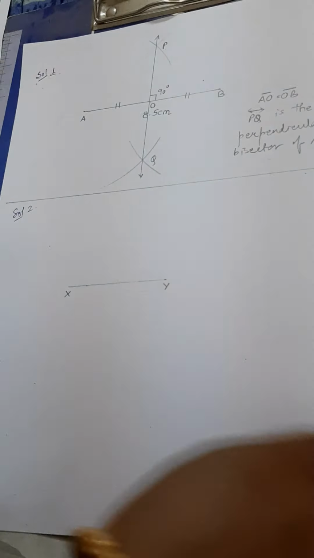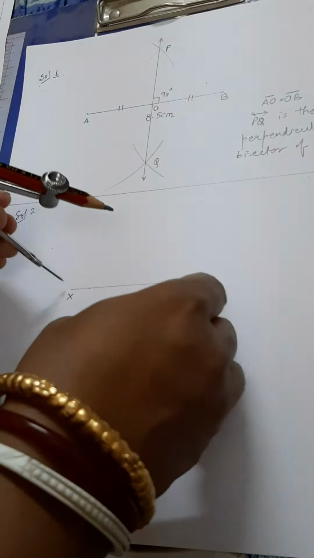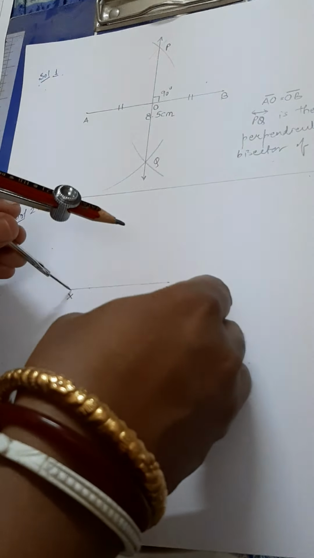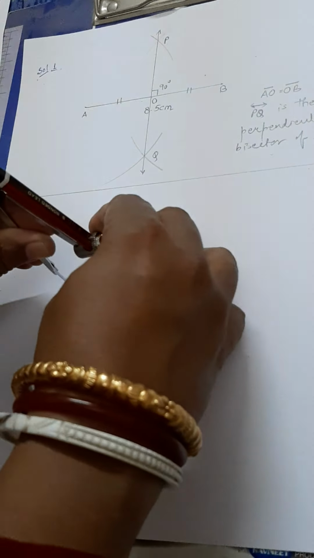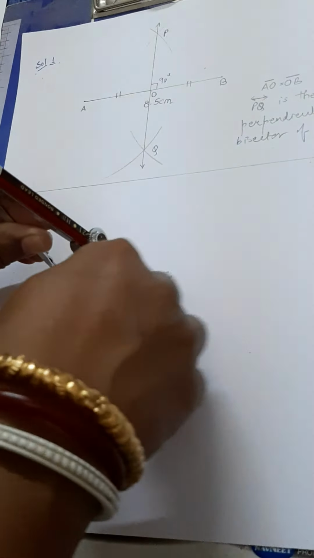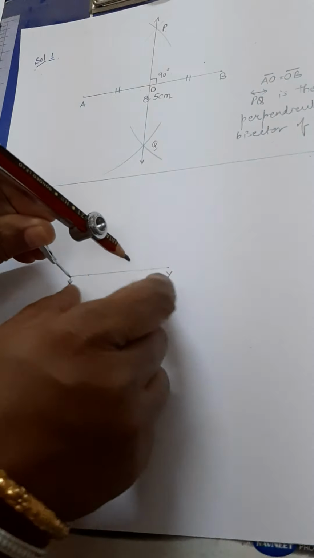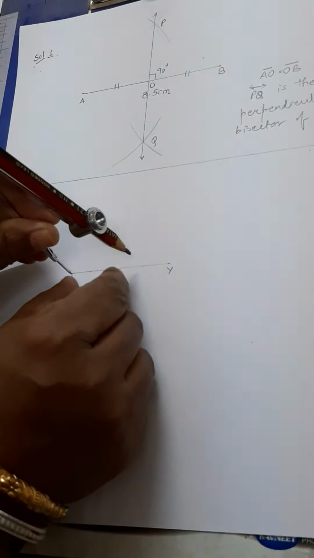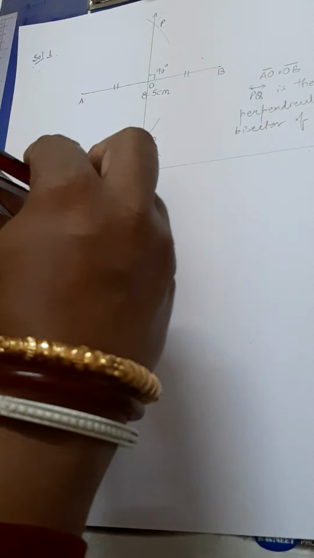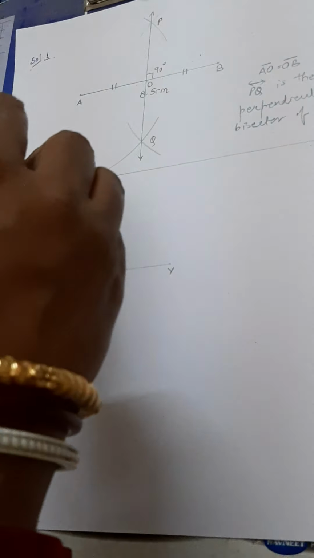So my first step is to make the perpendicular bisector. We will keep the tip of the compass at X, and as I told you, it should be more than half. Okay, expand it a little bit more. You can easily make out the approximate length of half. So it should be a bit more than that, so that you are able to get the intersection point.